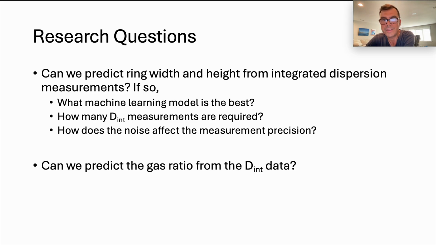The research questions are: the first question is, can we predict the ring width and the height from the integrated dispersion measurement? If yes, then there are three other questions. The first one is, which model is the best, or do we need a neural network to do this prediction? Then, how many integrated dispersion measurements are required for a reliable width and height prediction? The third question is, how does noise affect these measurement precisions? And the last question is, if we have the integrated dispersion data, can we predict the right Sellmeier equation model, like is it equation model 1 or model 4, etc.?